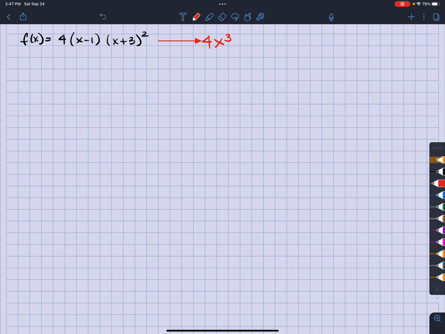So because it's a positive x to the third, I know that this graph needs to do something like this, right? Meaning that as my x value goes to positive infinity, my y value is going to go to positive infinity, and as my x value goes towards negative infinity, my y value goes towards negative infinity. So I have those two tails for sure, okay?